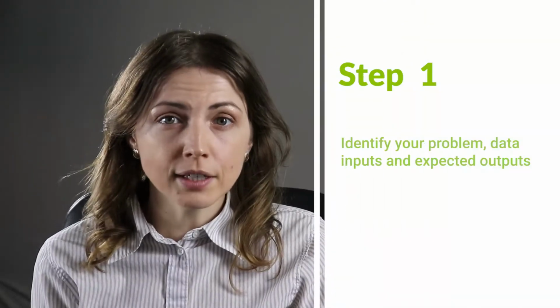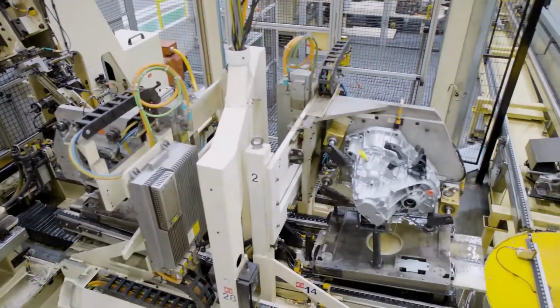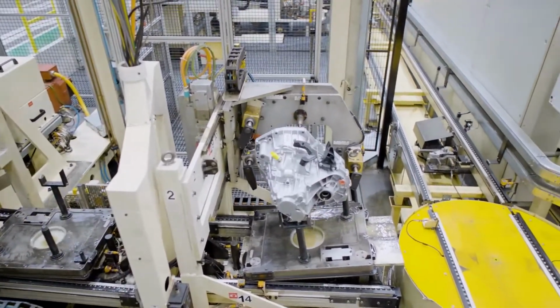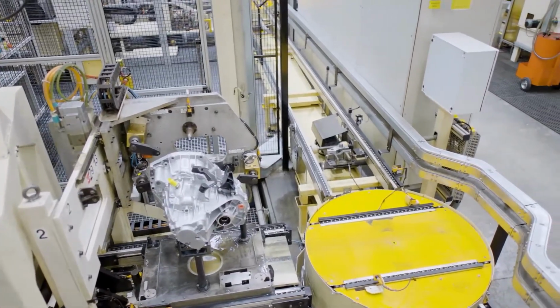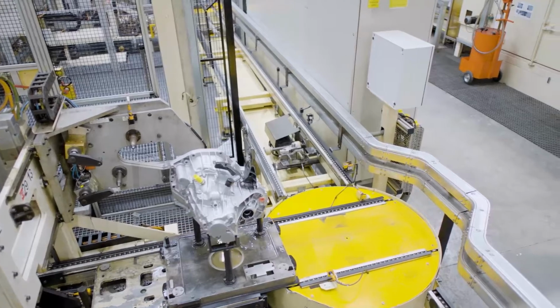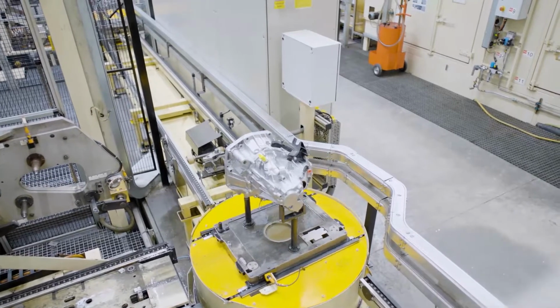We can break down how to develop machine learning solutions into 5 steps. Step 1. Identify your problem, data inputs, and expected outputs. Before you can start to build a model, you first need to determine what problem or use case you're trying to solve and what data you have available for it. Are you trying to determine if newly manufactured motors have a defect? Do you want to understand the cause of your defects? The problem you are trying to solve will impact how you treat your data and which machine learning models you can use. Once you clearly define the problem, you need to assess the data you have available.